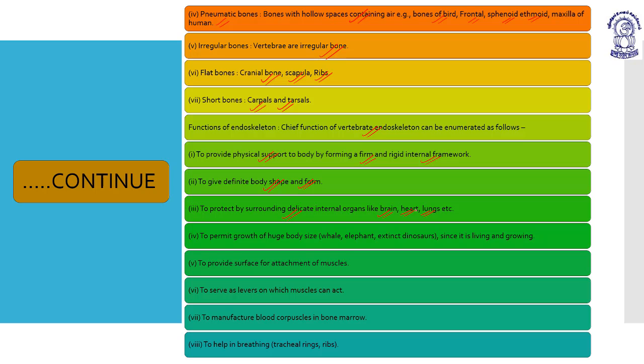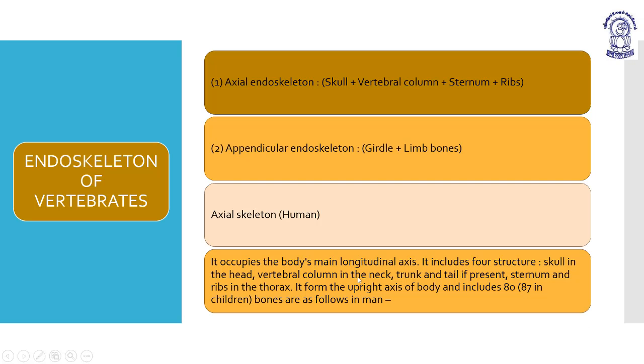A firm and rigid internal framework permits growth of huge body size, like whale, elephant, extinct dinosaurs, since it is living and growing. It provides surface for the attachment of muscles, serves as levers on which muscles can act, manufactures blood corpuscles in bone marrow, and helps in breathing, like tracheal rings and ribs. These are the possible functions; there are many more.